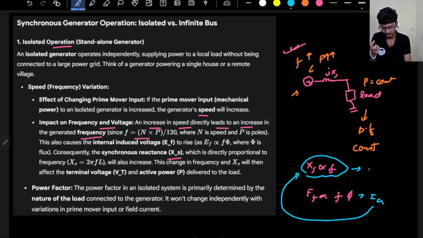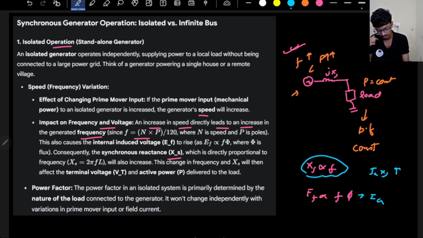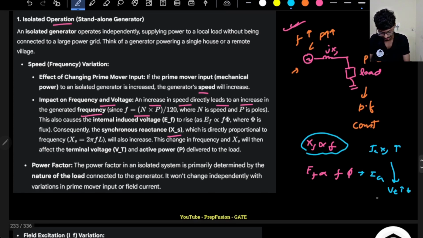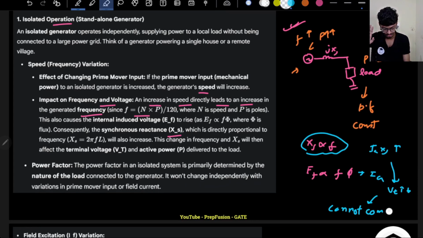So then what will happen to Vt due to the increase in current? The drop Ia into Xs will increase. If this drop increases, the Vt potential initially will increase, then it will decrease. So I cannot comment exactly. In case of an isolated load, I cannot comment what will happen. There will be fluctuations, so you cannot comment in case of an isolated operation.